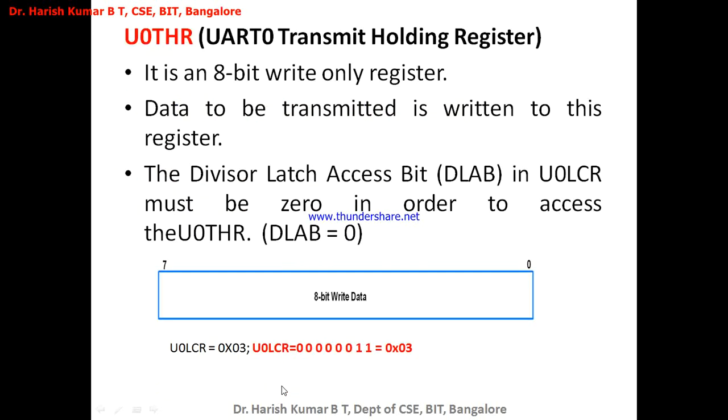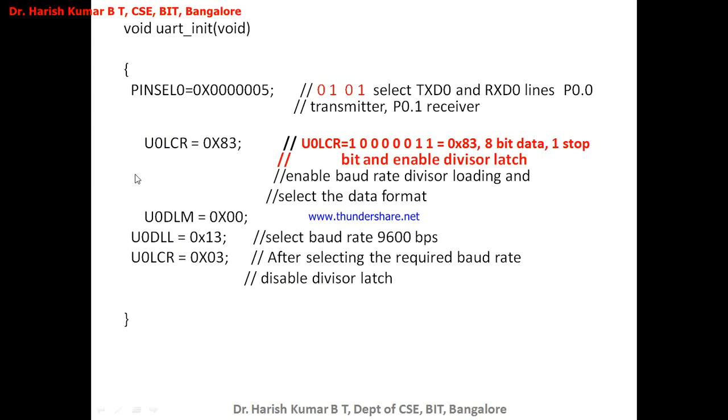So now I'm assigning it to U0 LCR. This is again an 8-bit register, 83. Now I've written here also 1 0 0 0. This is 8, 1 0 0 0 is 8, and 0 0 1 1 is 3. Now what this data is saying: 8-bit data, one stop bit, and enable divisor latch.